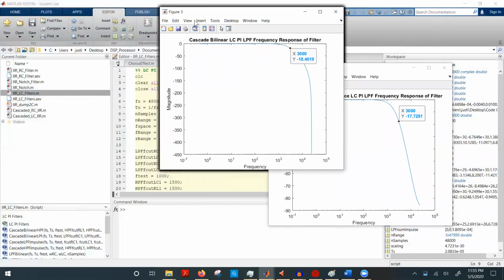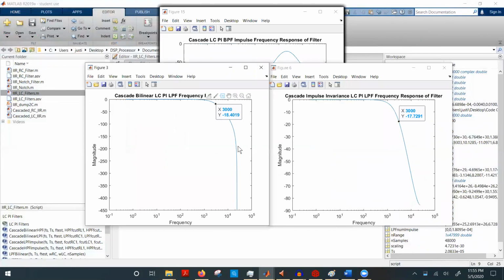You also may have noticed, just like how we observed with the cascade RC filter, once you start approaching the Nyquist frequency right here, it sharply cuts downward. It sharply cuts downward because we've lost linearity, because we're starting to approach the sampling frequency's Nyquist frequency. So you can compare it with the impulse invariance, which continues its smoother attenuation.